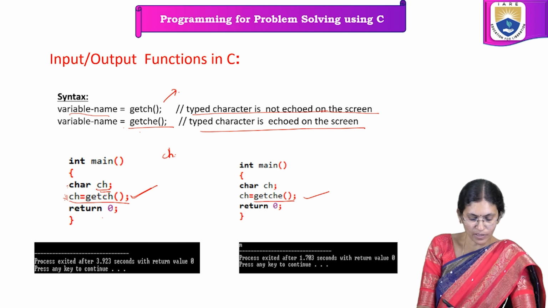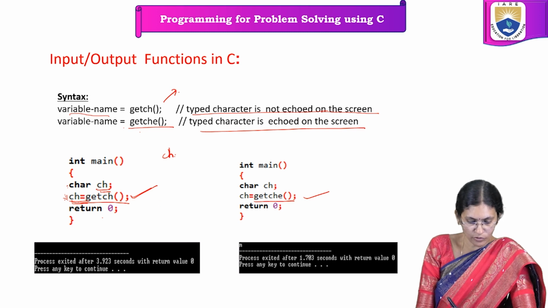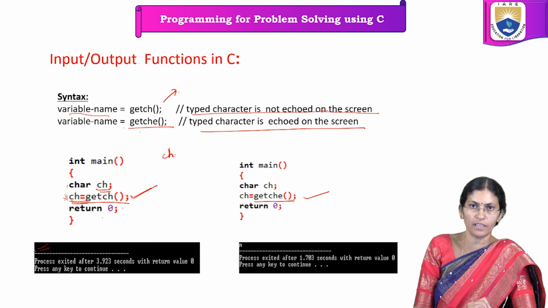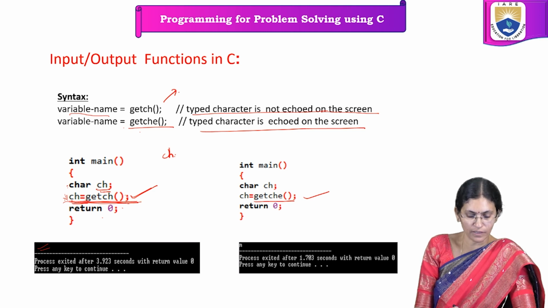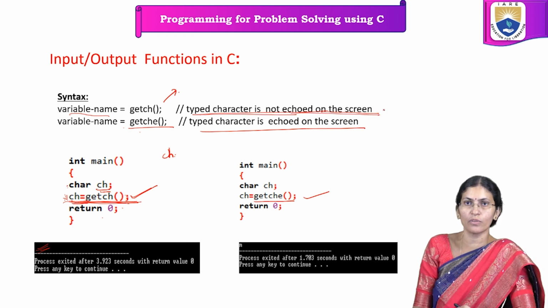As soon as the program comes here, the user needs to enter some character data. When the user presses some key on the keyboard, immediately the control is transferred to the next line, and since on the next line there are no statements to be executed, the program will come to an end. Therefore we will not get any output on the screen here. Whatever input the user gives is not displayed on the screen. That is what is written here: typed character is not echoed on the screen.